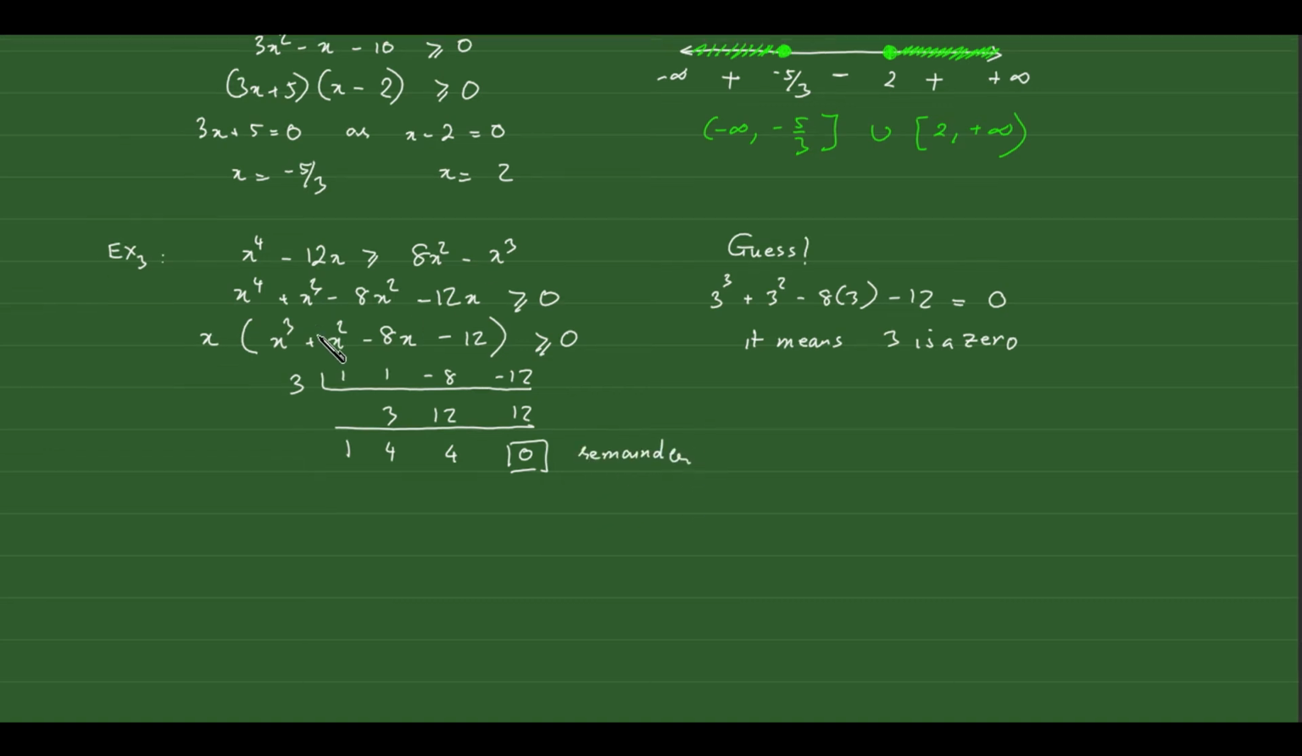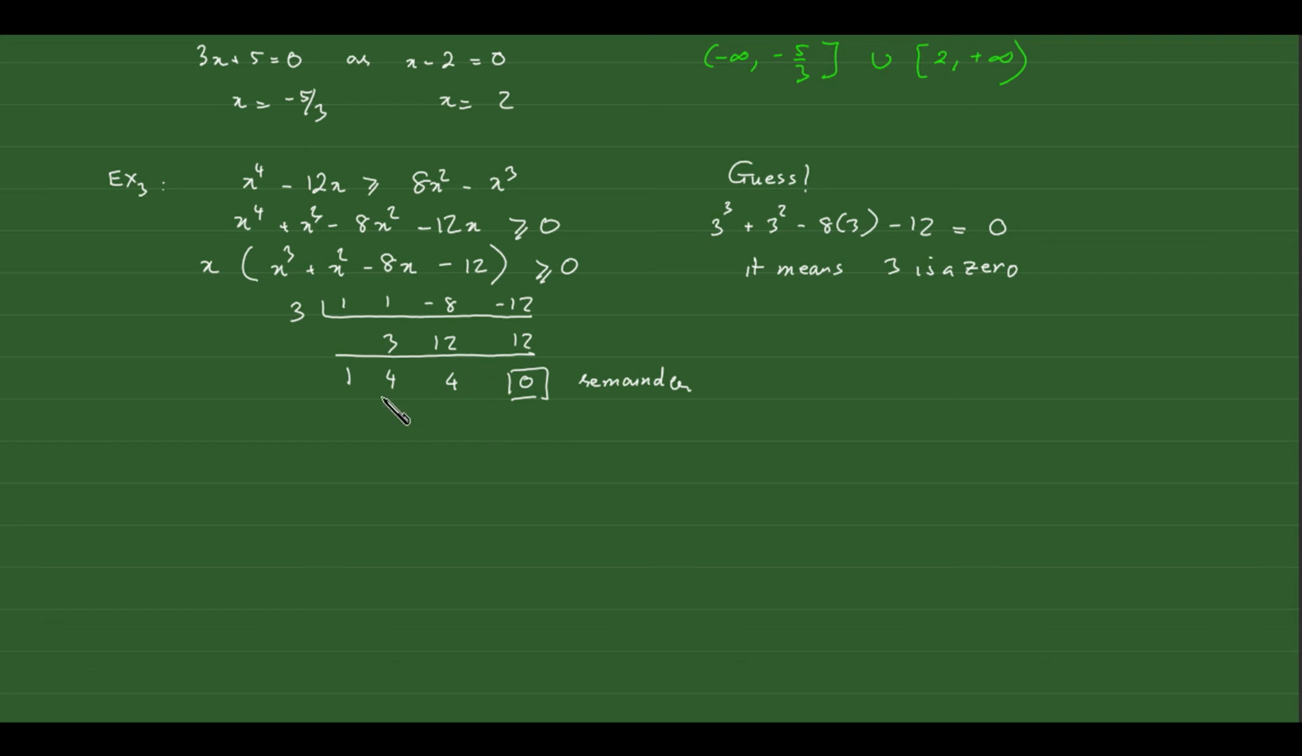So the quotient will be this. I have 3 is 0, so it means I have x here. I write them down because 3 is a 0. So x minus 3 is a factor. Okay. And I have this as the quotient. So it means x to the 3rd degree, so you divide it, so you have x squared plus 4x plus 4, greater than or equal to 0. Alright, now I keep factoring.